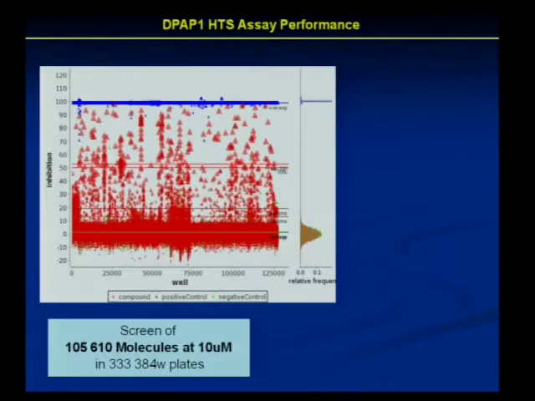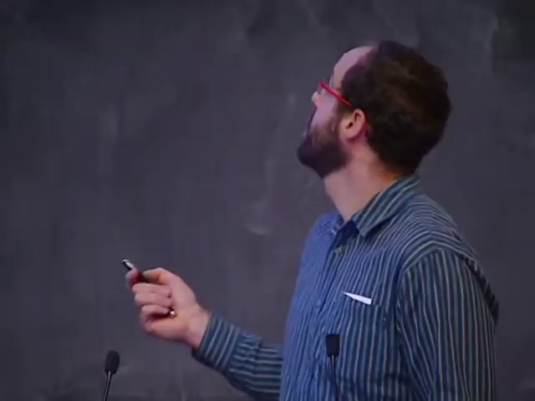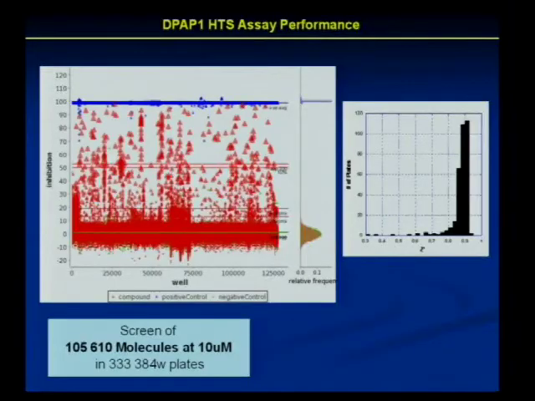We screened more than 100,000 small molecules in more than 300 plates, and what you can see here in blue is 100% inhibition. Those are positive controls. In green, it's hard to see, but those are the DMSO controls. In each plate, we have about 32 positive controls and 32 negative controls, so we can get a Z-prime for each plate. Most of the plates have a Z-prime above 0.5. Only three show a low Z-prime, but most of them are above 0.8. So this assay is really robust for high-throughput screening.